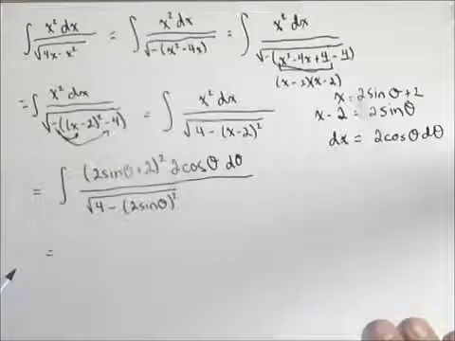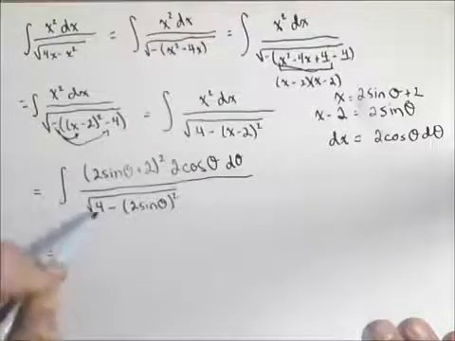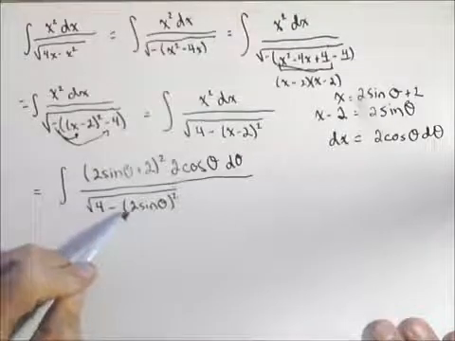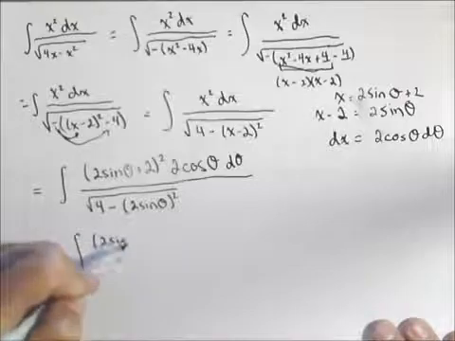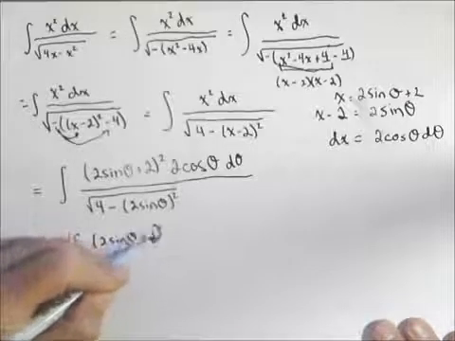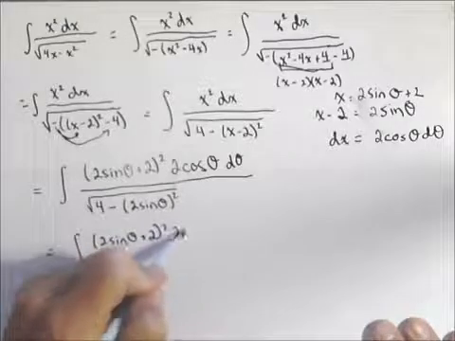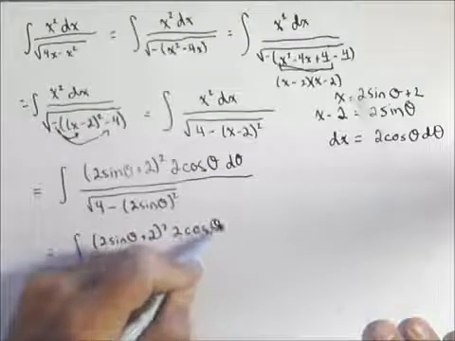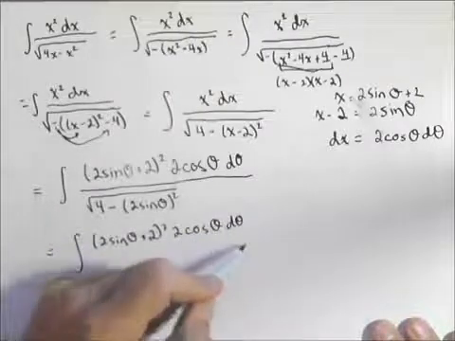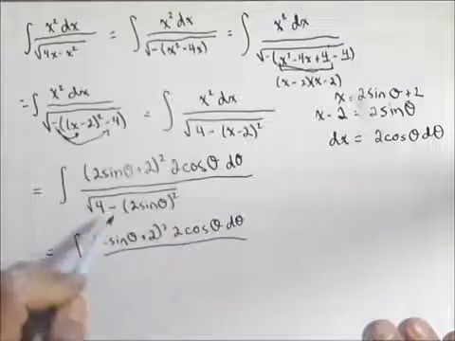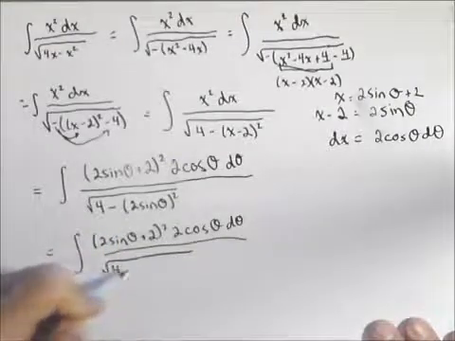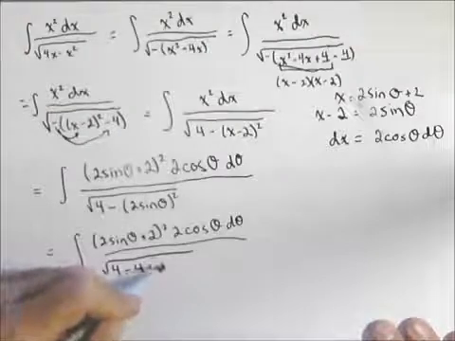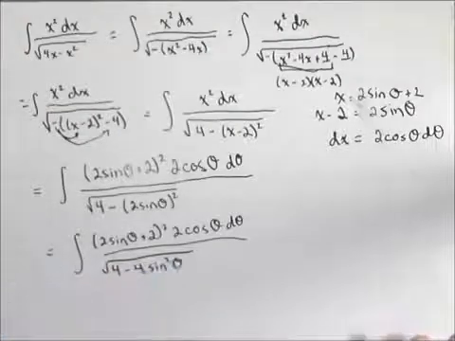Alright, now we got a little bit of simplifying to do and see what we get. So first off, remember why we do this. I'm not going to multiply this out yet. Let's see how easy we can make this thing before we have to deal with this. 2 cosine theta d theta all over, I'm going to have the square root of 4 minus 4 sine squared theta.